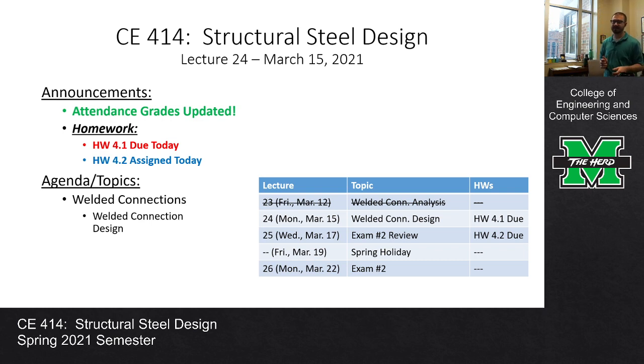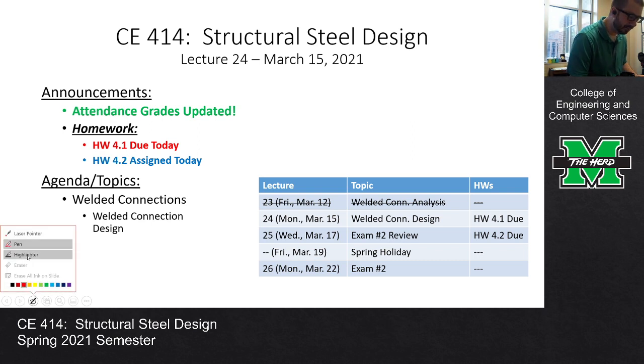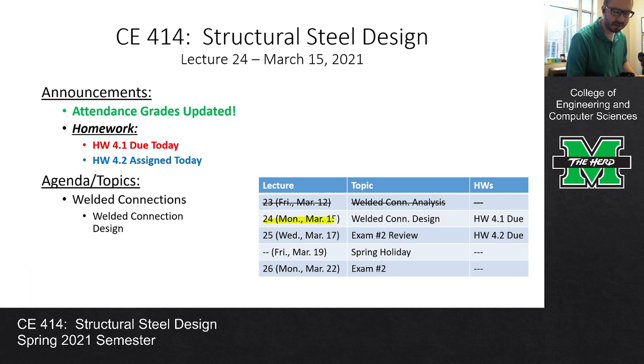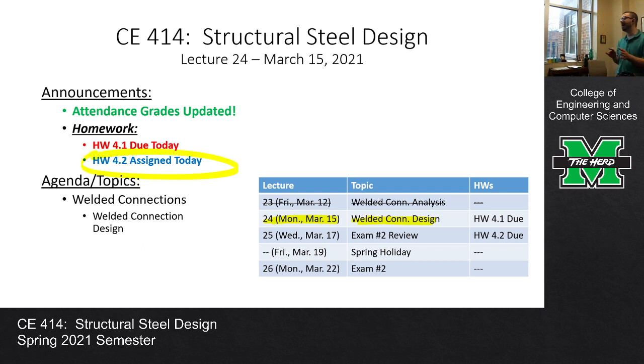Let's talk about logistics though, so everybody understands where we're at and where we're headed. So today is Monday, March 15th. We're doing welded connection design. You're going to have homework 4.2 assigned today, and that's going to be due Wednesday. Now, I have to prepare the homework right after class. I didn't get a chance to do it before, so give me a few minutes to get that prepped, but I'll have that to you in the next few minutes after class is complete, and that'll be due Wednesday. On Wednesday, we're going to do our exam review, and you'll turn in homework 4.2, but we're not gonna have the exam until Monday because Friday we're all canceled because of the holiday. So we won't have the exam until we get back on Monday. When you come back, we're just gonna do the exam like we did last time.